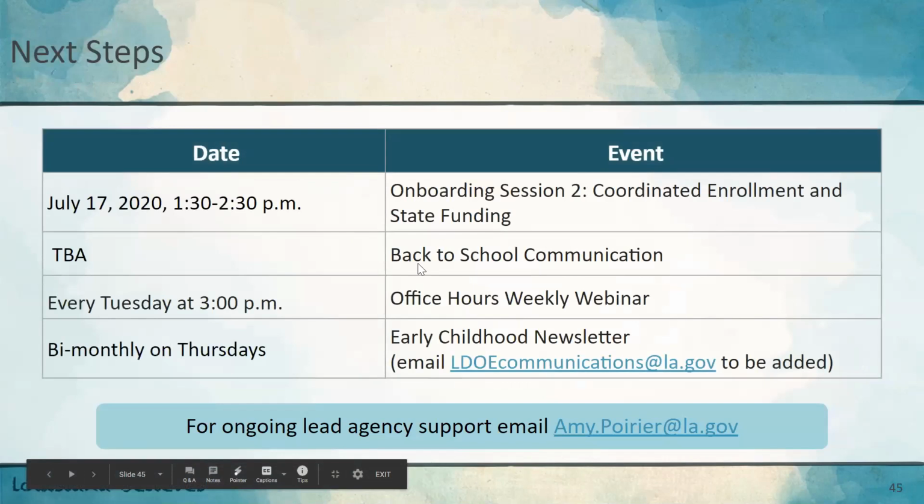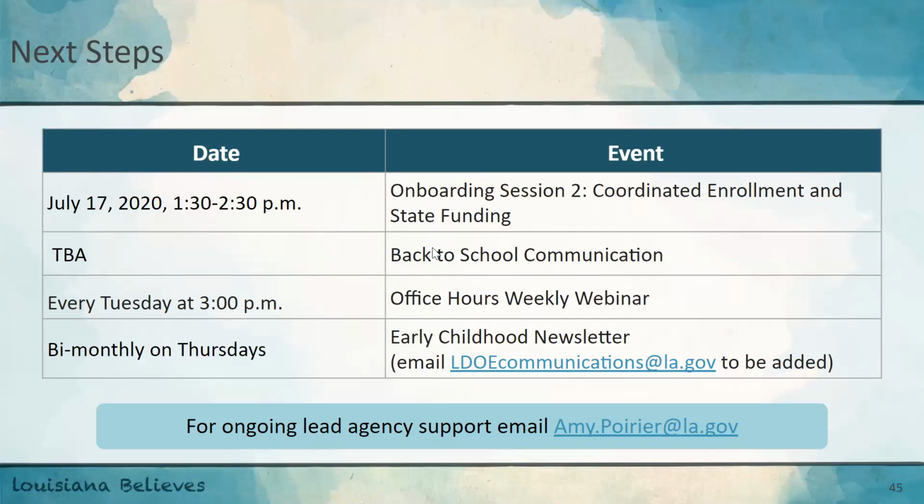So we just wanted to wrap up and say that there are some upcoming opportunities and things that you should be aware of. We're going to be doing a second session like this, but instead of what we've covered today, we'll be focusing on coordinated enrollment and state funding and fiscal management, which are two critical components of your work that we just weren't able to cover in this first webinar. So we're hoping to host that on July 17th from 1:30 to 2:30 p.m. If you're not able to join, please email Amy Poirier and let her know.